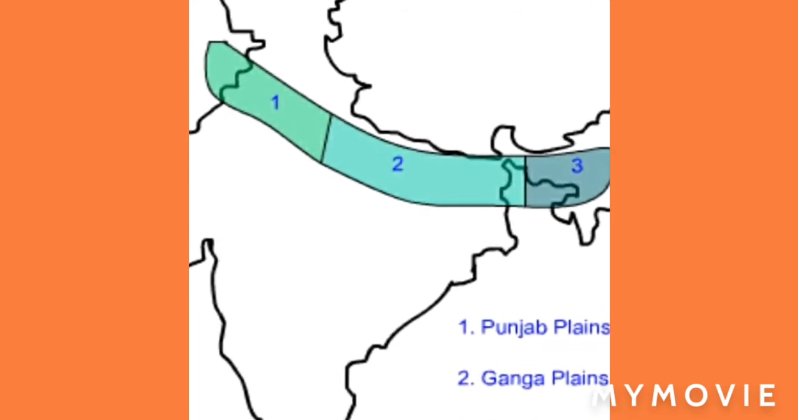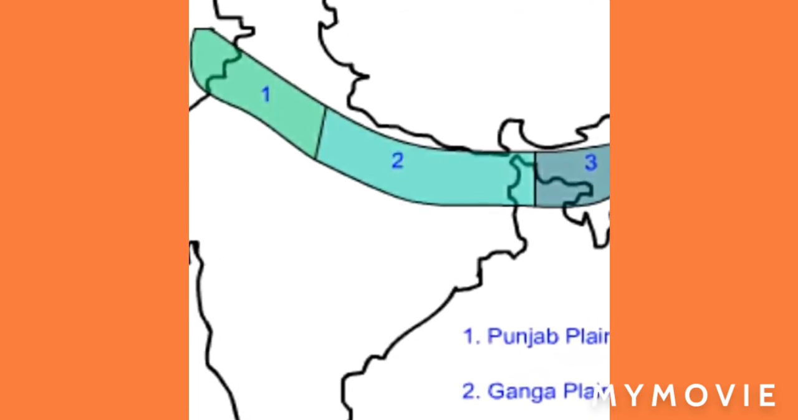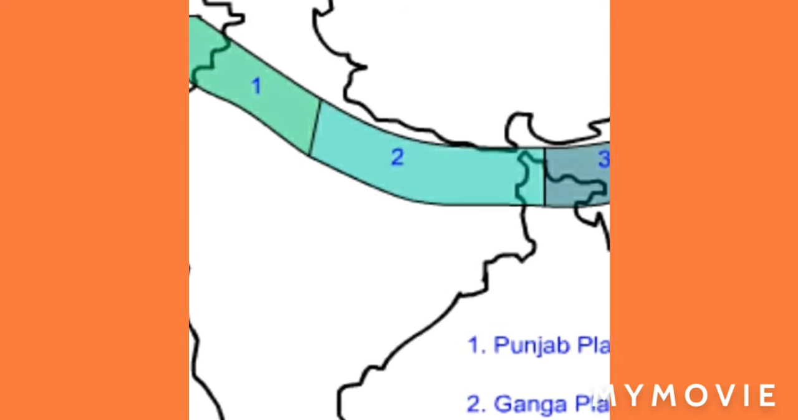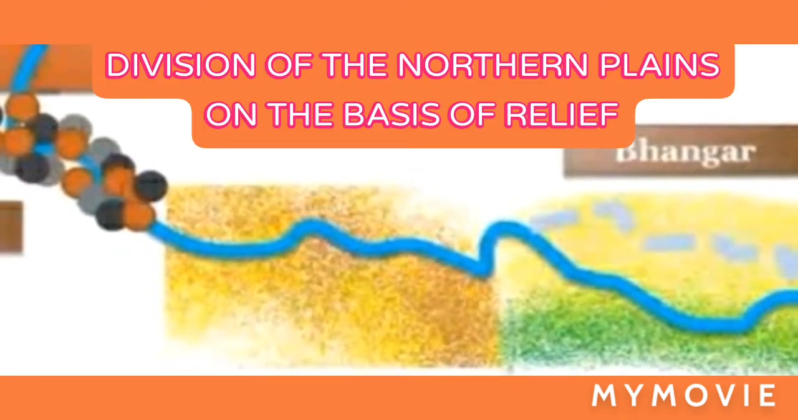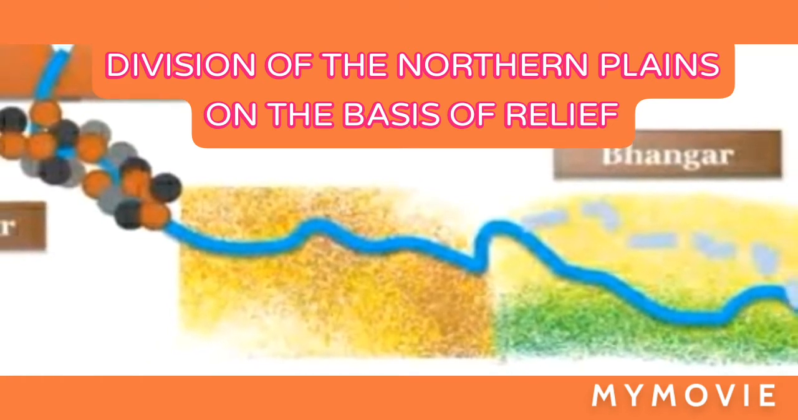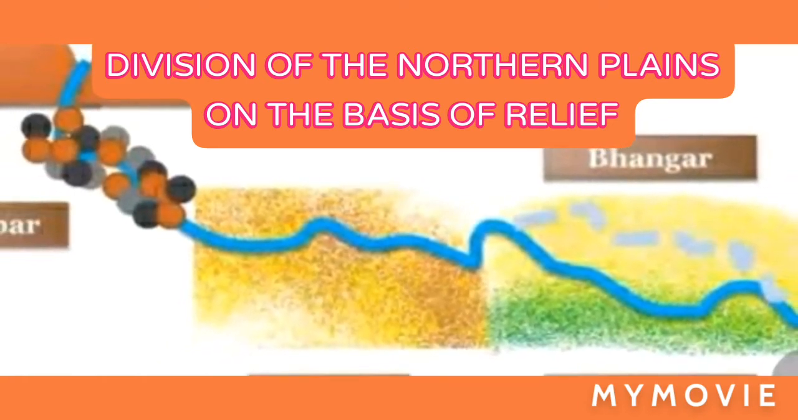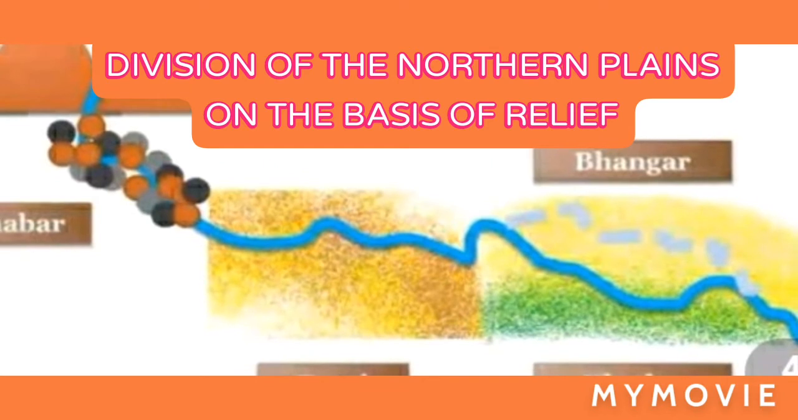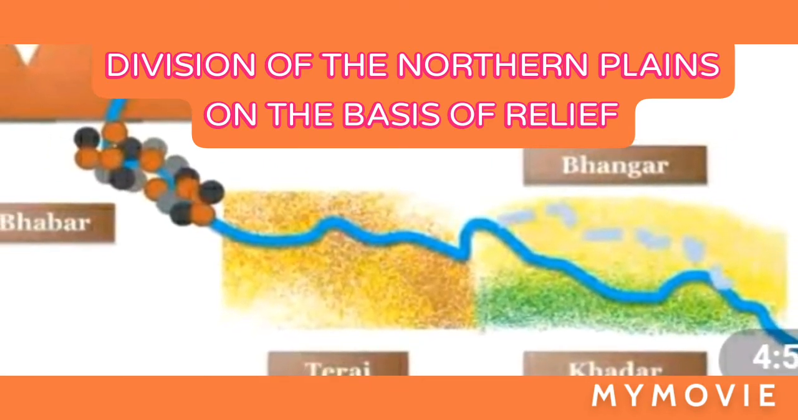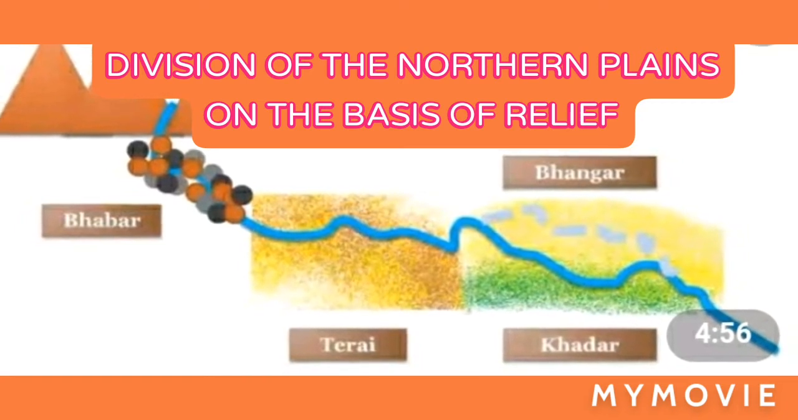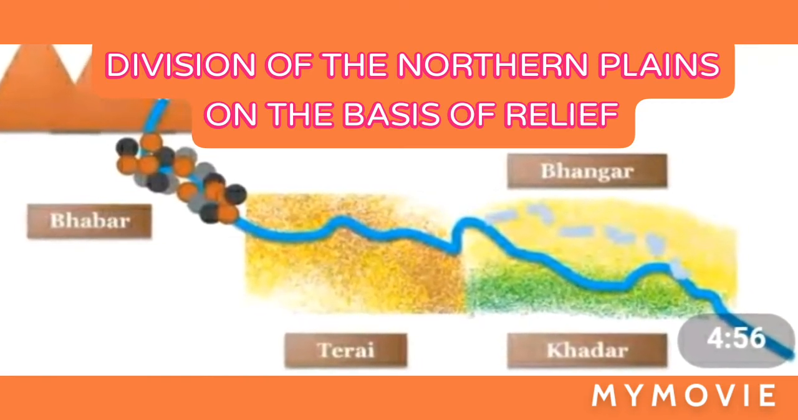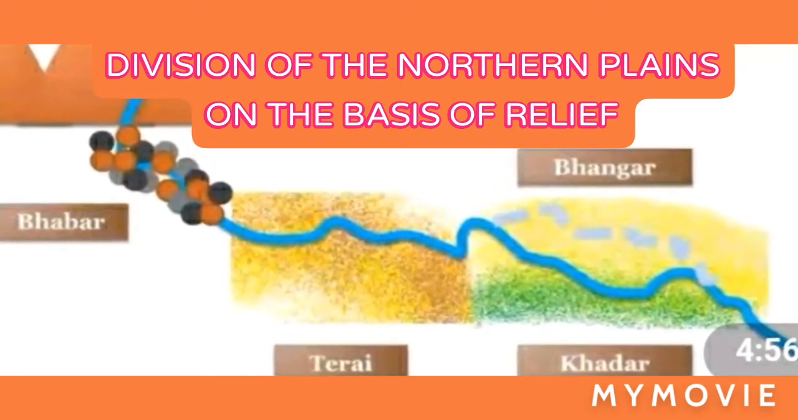Children, the Northern Plains can also be divided according to the variation in relief features. The Northern Plains can be divided into 4 regions. The rivers, after descending from the mountains, deposit pebbles in a narrow belt of 8 to 16 kilometers in width, lying parallel to the slopes of the Shivaliks. It is known as Bhabbar. All the streams disappear in this Bhabbar belt.